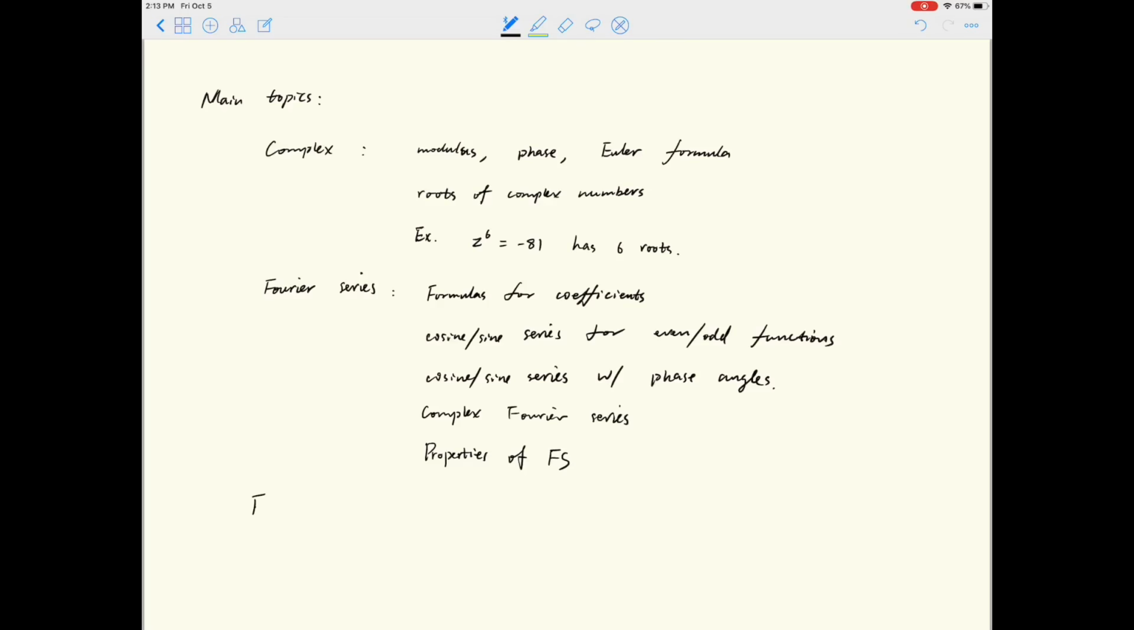So next, in the last few lectures, we did Fourier transforms. So we are still on this topic. We are not done yet. So for this one, what you need to know is to compute the Fourier transform of a given function.